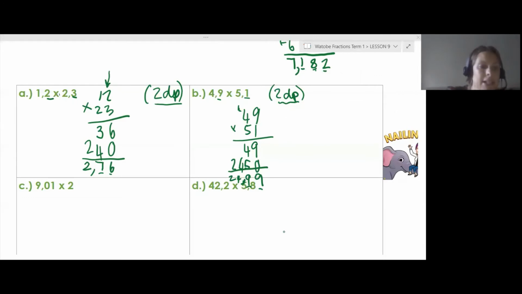So if we look at C, how many decimal places have I got altogether in C? It's 2. So my answer needs to have 2. And if I have a look at D, I've got again 2. So my answer must have 2.